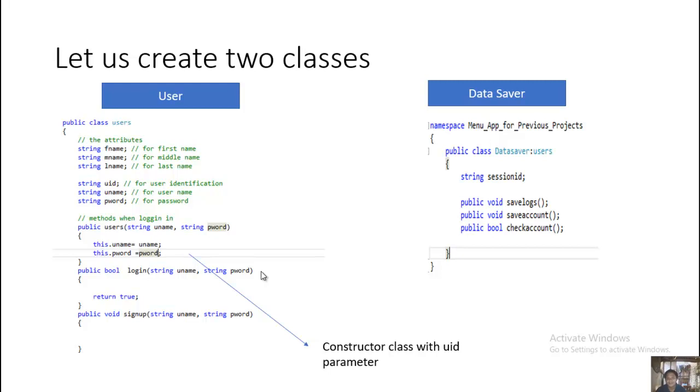On the data saver, we have the data saver inherited from the users. You can see here, this means inheritance. Therefore, data saver inherits users. The base class is the user, and the derived class is the data saver.